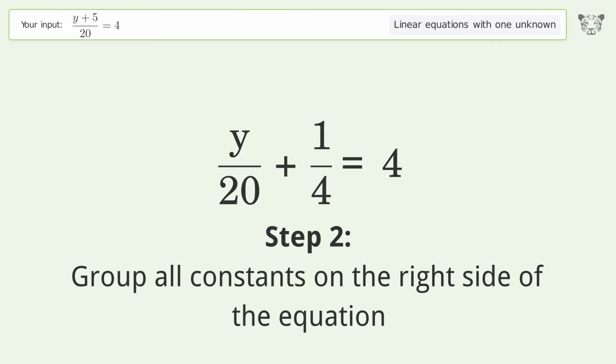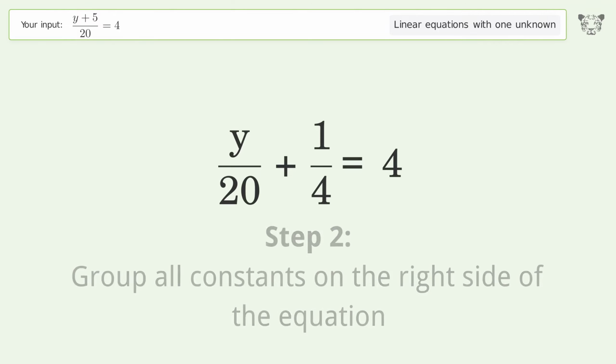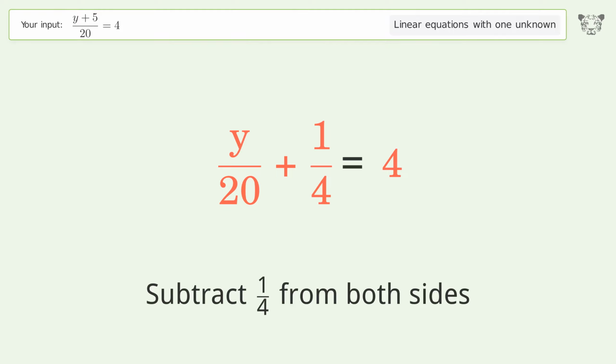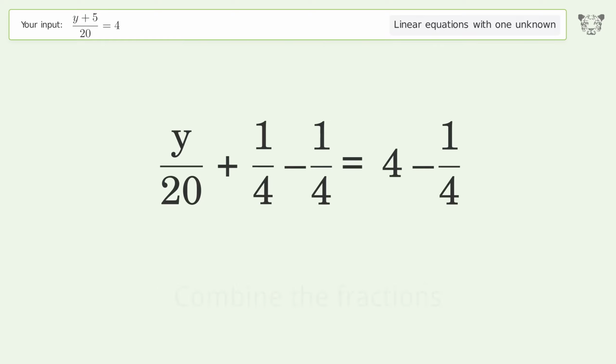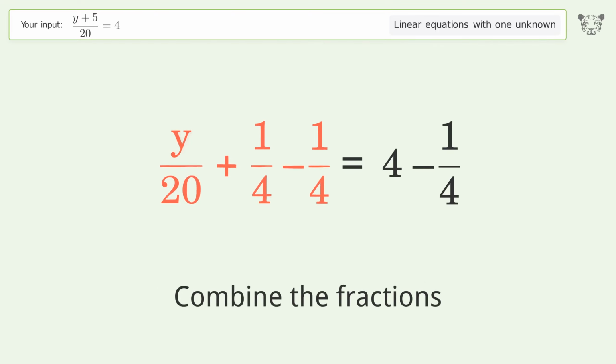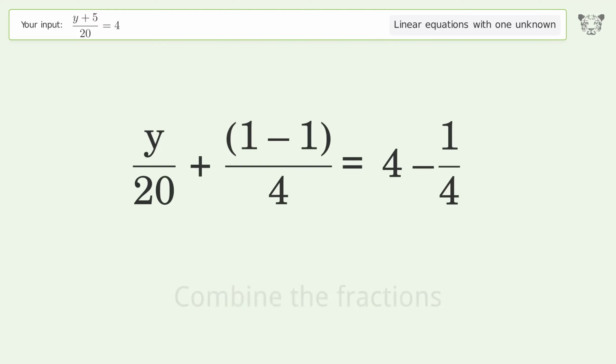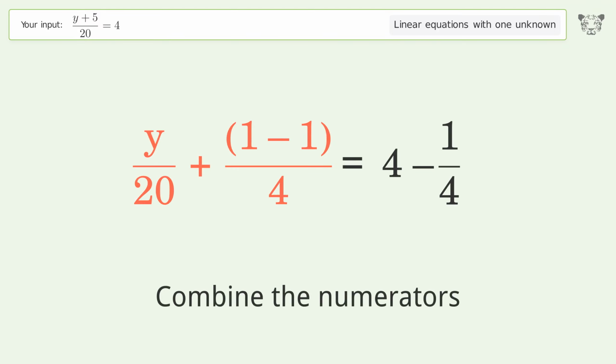Group all constants on the right side of the equation. Subtract 1/4 from both sides. Combine the fractions. Combine the numerators.